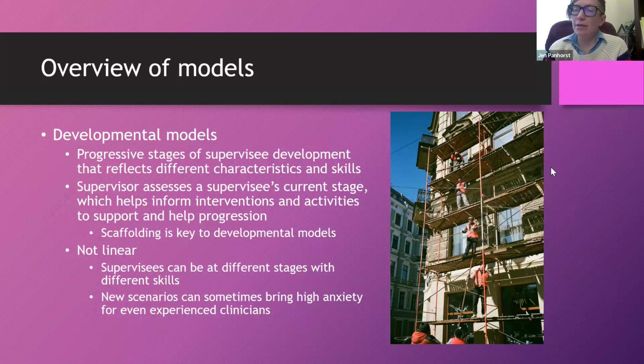We have so many skills as clinicians that we can be at different stages with different skills. So it's not like all of them are going to be at the same experience level at all times. And especially somebody who is more experienced may have a lot of anxiety or difficulty with a brand new scenario. And so you might be considered at an earlier developmental stage professionally with addressing these kinds of situations.